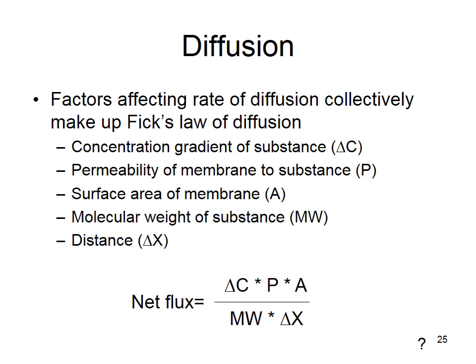There's a number of factors that affect how quickly a molecule is going to diffuse. And those factors get summarized in what's called Fick's law of diffusion. Factors that affect diffusion rate, or net flux, so net flux and diffusion rate are synonyms, are the concentration gradient of the substance, that's delta C. The permeability of the membrane to the substance, that's P. And the surface area of the membrane, that's A. These are all in the numerator.